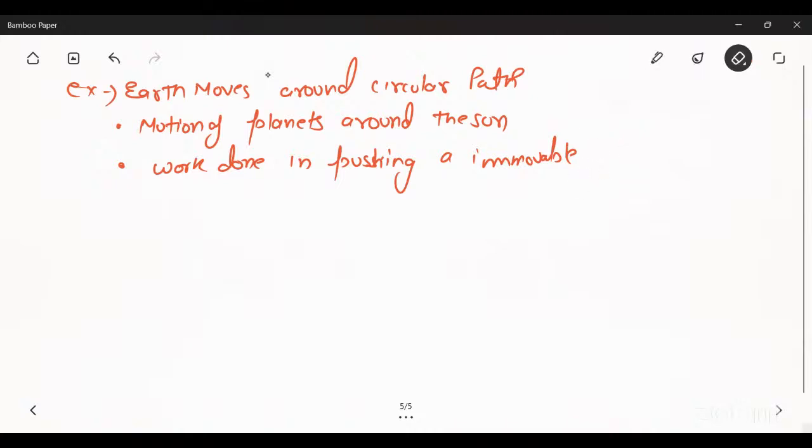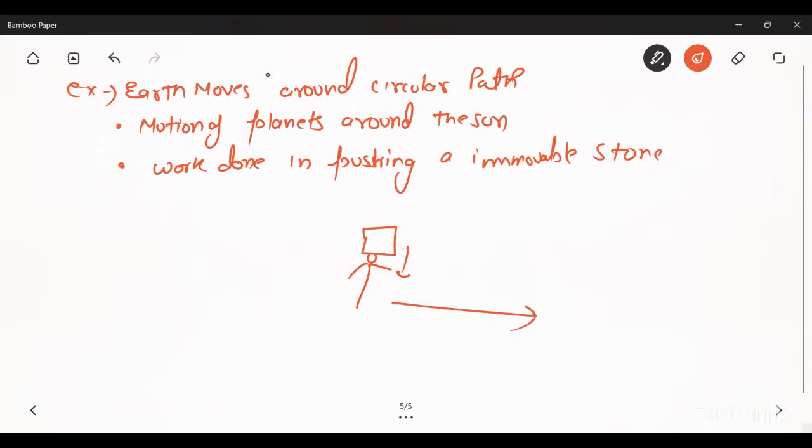And one more example is when a coolie walks on a platform, the force is applied downward and the direction of motion is forward. In that case, the angle between them is 90 degrees, so the work done is also zero.